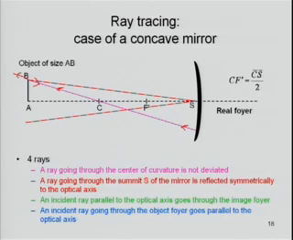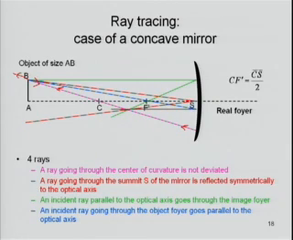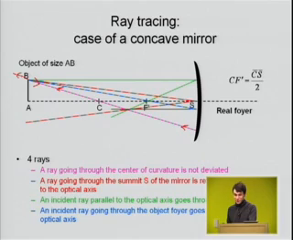The third one is an incident ray parallel to the optical axis goes through the image focal point, which is F prime. So here we are. And then the fourth ray is the ray which is going to the object focal point, which is also the image focal point, so F prime, will be reflected and will be parallel to the optical axis, like that. So where's the image?